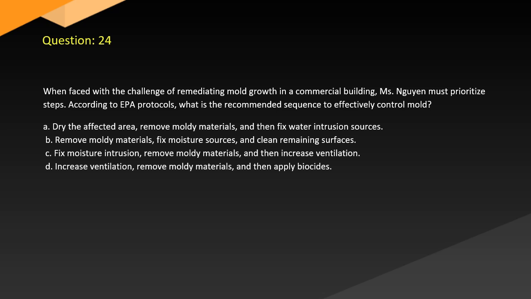Question 24. When faced with the challenge of remediating mold growth in a commercial building that is new and must prioritize steps according to remediation protocols, what is the recommended sequence to effectively control mold? A. Dry the affected area, remove moldy materials, and then fix water intrusion sources. B. Remove moldy materials, fix moisture sources, and clean remaining surfaces. C. Fix moisture intrusion, remove moldy materials, and then increase ventilation. D. Increase ventilation, remove moldy materials, and then apply biocides.